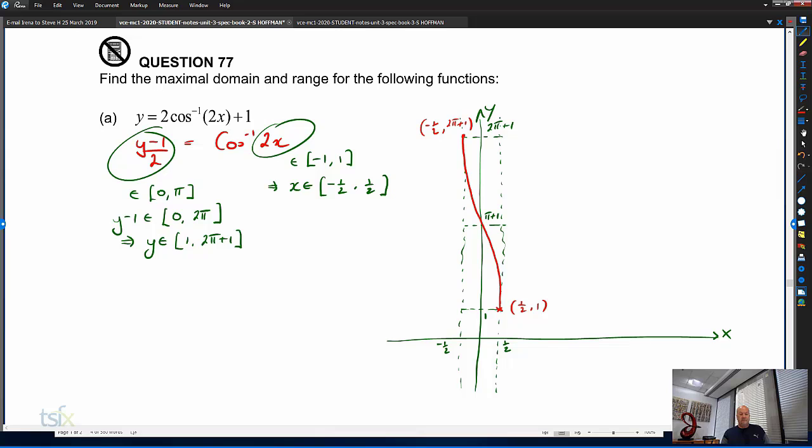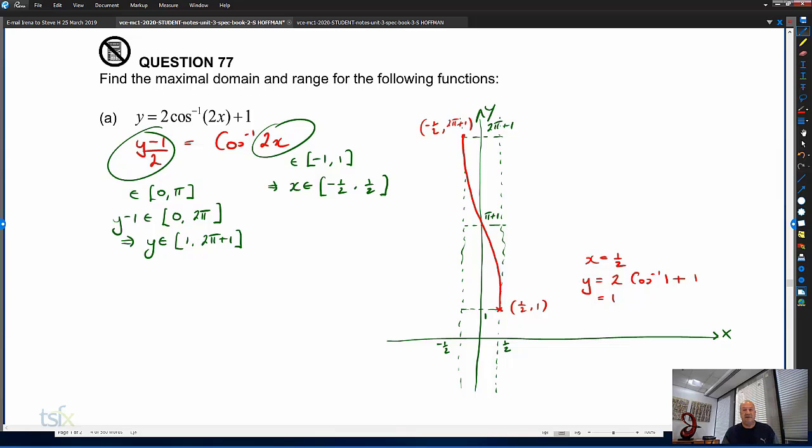And if you wanted to check, if you put in x equals 1/2 into your expression there, you'd end up with y is equal to 2 inverse cos of 1 plus 1. Inverse cos of 1 is 0. So that would be 1. So we are on the right sort of track.